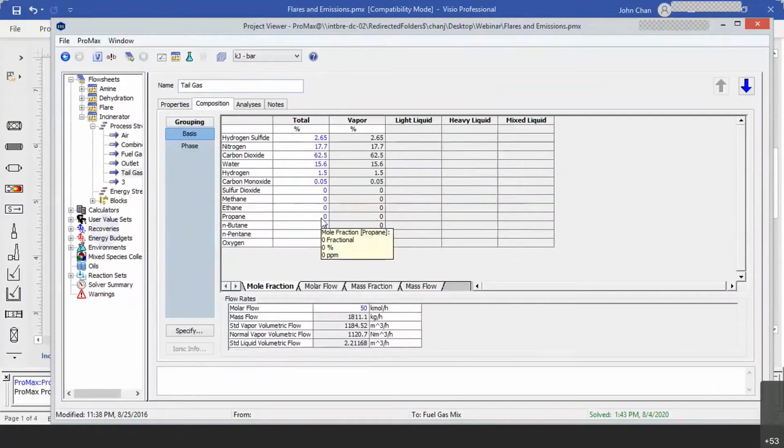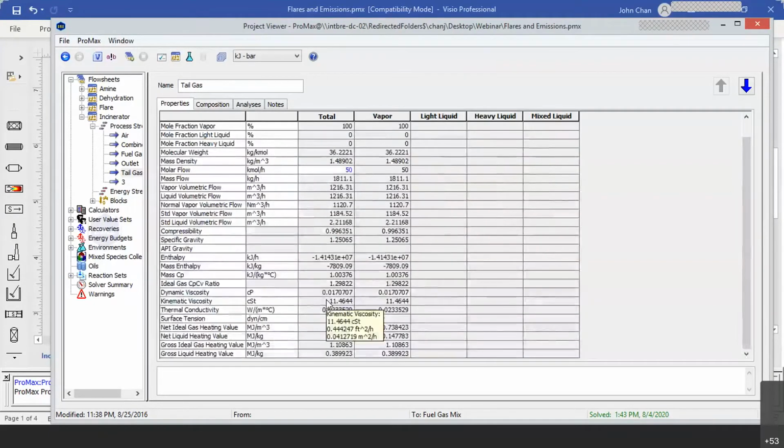You can see that in this tail gas, mostly we have our carbon dioxide, we have our nitrogen, we have some hydrogen sulfide, which we need to combust to turn it into our SOx. So you can see that the majority of this stream are inerts. There's not a lot of combustibles in this stream. And if you take a look at the net ideal gas heating value under this property tab, you can see that the heating value of this stream is quite low. So most likely we would need to add in fuel gas to increase the heating value.